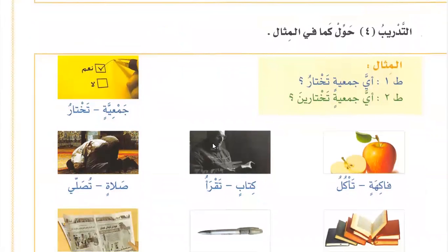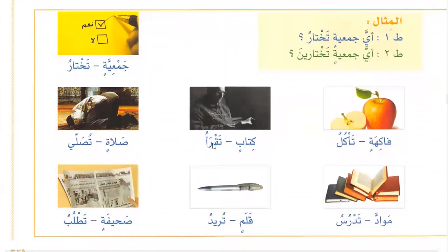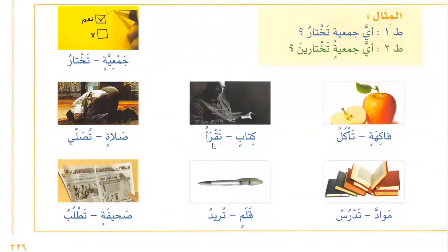At-tadribur-rabi': how will you do it as in the example? The example: at-talibul awwal: ayya jam'iyyatin takhtaru? Which group will you choose? At-talibuth-thani: ayya jam'iyyatin takhtarina? Which group will you choose? So to a male you ask takhtaru, and to a female you say takhtarina. This is the difference between second person male and second person female. Ayya is always mudaf, so the next word will always be mudaf ilayh, so it will always be majroor.